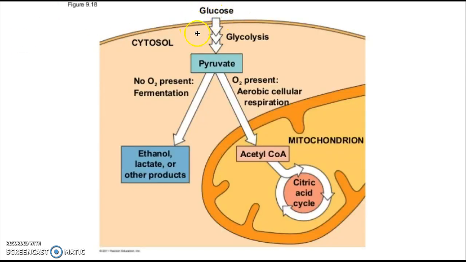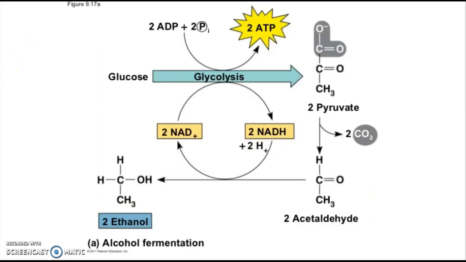We have glucose coming into the cell. Here's the cytosol. We've got glycolysis turning that glucose into 2 molecules of pyruvate. No O2 present. We are going through either ethanol, lactate, or other products. You only need to know ethanol or lactate for the AP exam. Or the other path is what we spent most of our time talking about. There is O2 present. It's aerobic cellular respiration. So we're going to turn that pyruvate into acetyl-CoA, and that will make its way into the citric acid cycle.